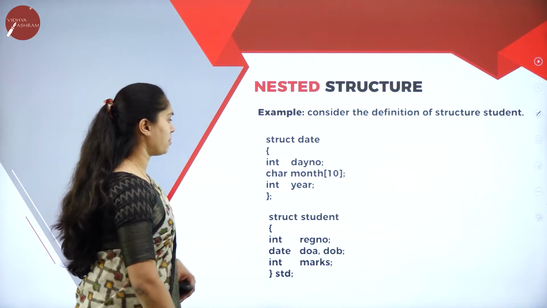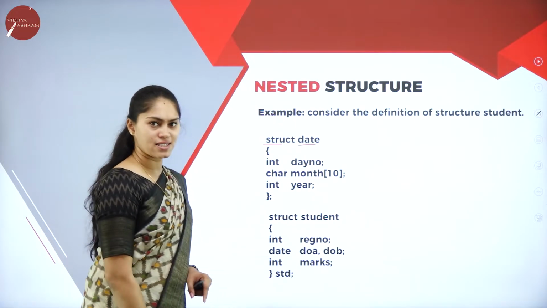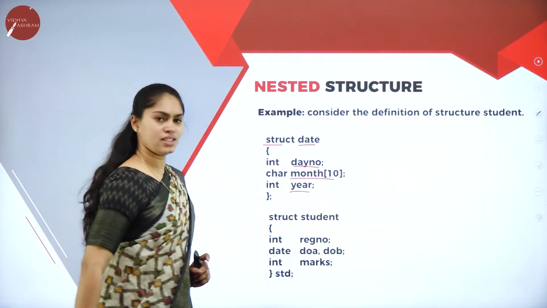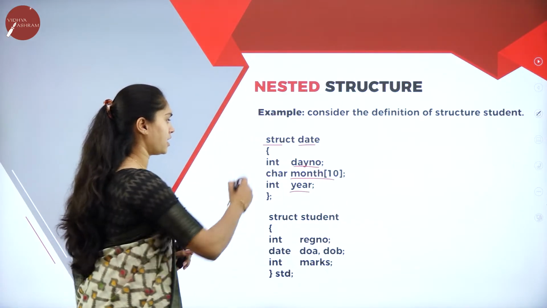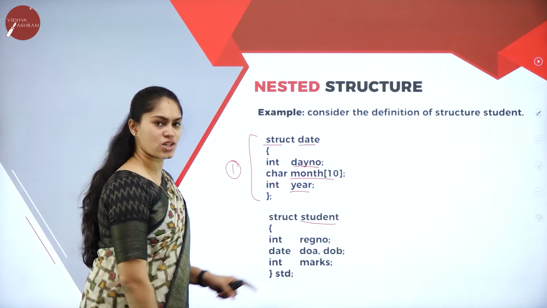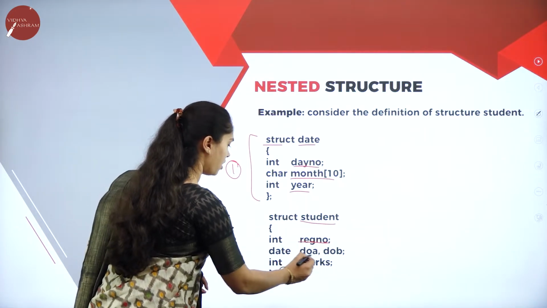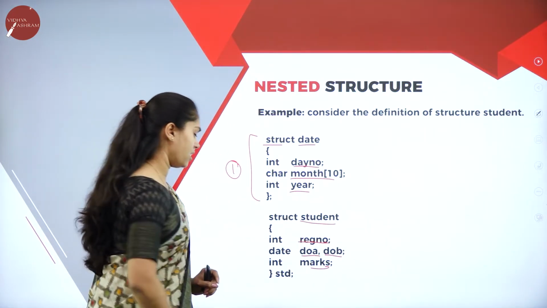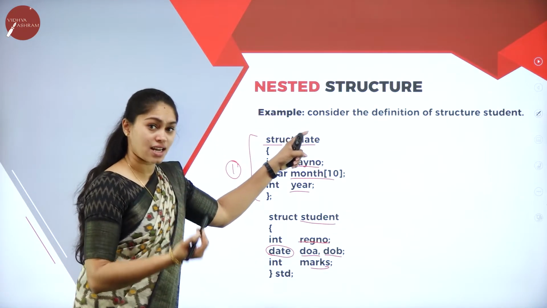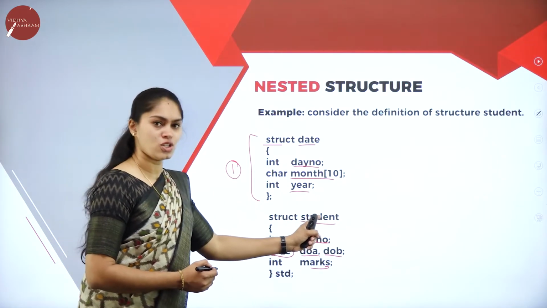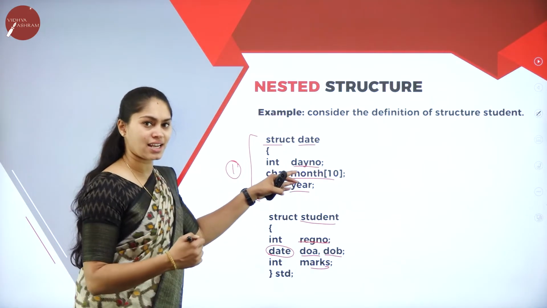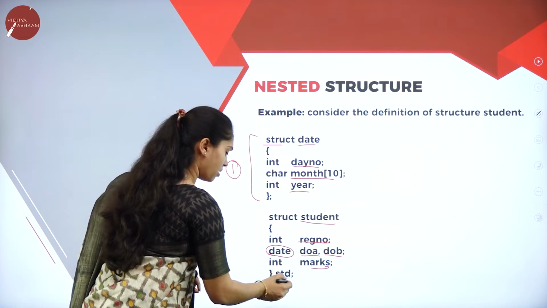You can see one more example here. Struct date. Date is a structure name, and I have three elements: day, month, and year. I close the scope of this date, which is one structure. And I have one more structure called student. There I have a register number, date of admission, date of birth, and marks. Here you can see that I have embedded the content of this date structure into another structure called student. If I want to access the content of this date, I can access it with the help of this student variable.